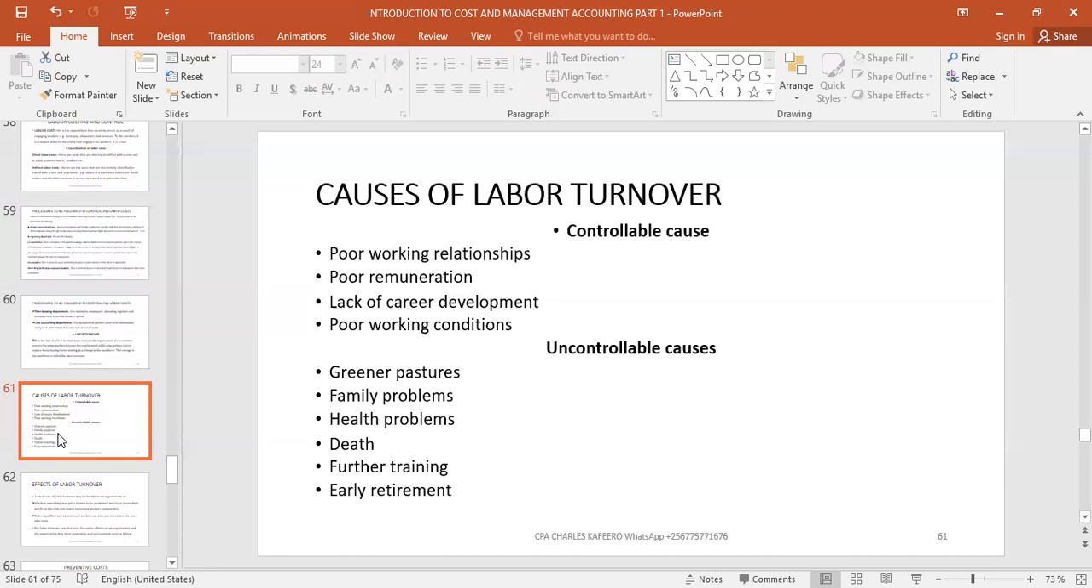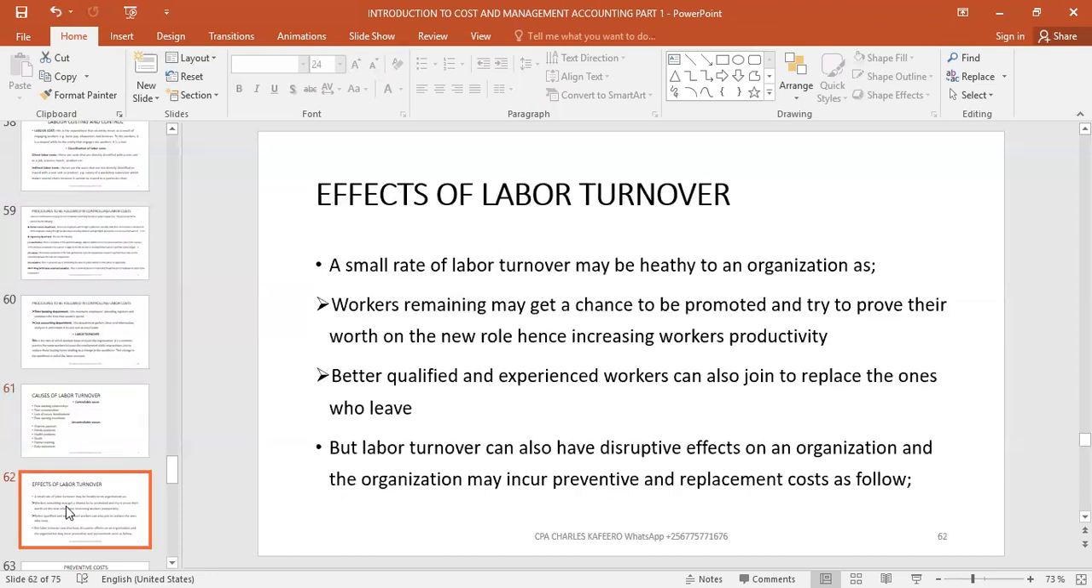The last one, we can talk about death. If someone dies, automatically we expect that person not to work anymore. And that's all I wanted to talk about the causes. Let's look at some of the effects of labor turnover.